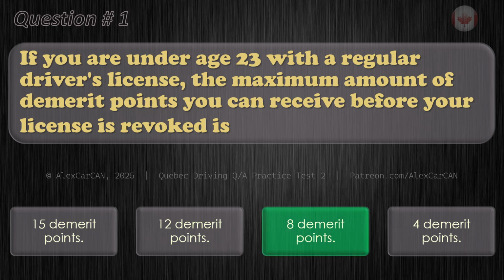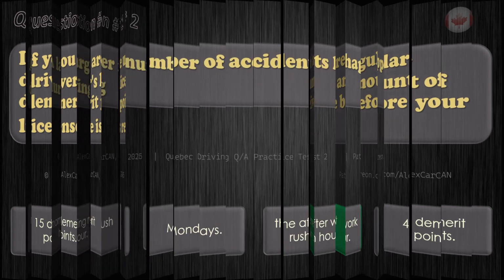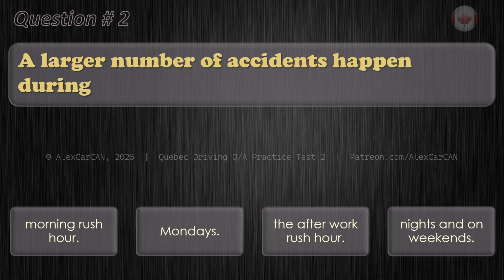The correct answer is 8 demerit points. Question number 2. A larger number of accidents happen during morning rush hour, Mondays, the after-work rush hour, nights and on weekends. The correct answer is nights and on weekends.